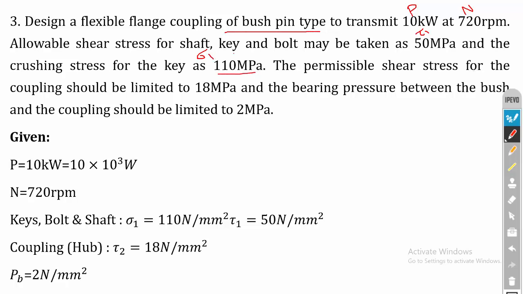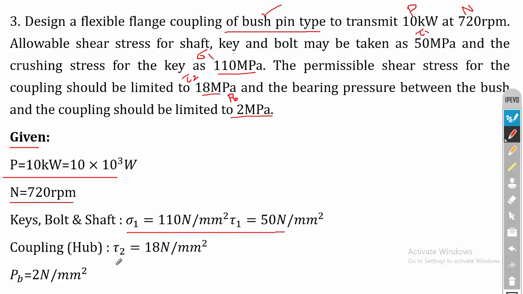The permissible shear stress for the coupling, that is for the hub, should be limited to tau 2 equal to 18 megapascal. And the bearing pressure between the bush and the coupling, that is PB, is given as 2 megapascal. Okay, so here we have to design a flexible flange coupling of bush pin type. So we'll start from the given data. The power is given as 10 kilowatt, so it is 10 into 10 power 3 watt, and N is 720 rpm.